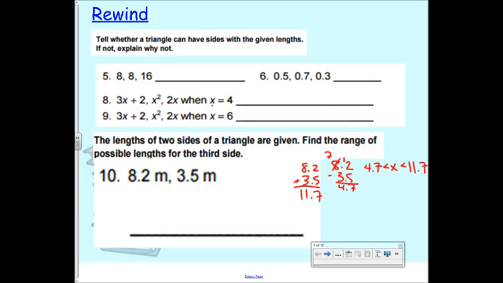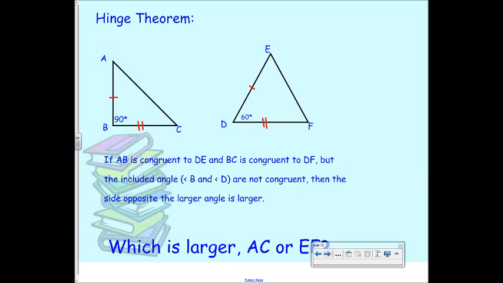All right, so we are going to talk today about something called the Hinge theorem. The Hinge theorem says if you have two triangles that have two congruent legs, so in this triangle, BC is congruent to DF, and BA is congruent to ED, and the angles are not congruent, then the other leg that is opposite the bigger angle is the bigger leg. So in this case, this is a 90-degree angle, and this one is only a 60-degree angle. So which one is bigger, AC or EF? AC is bigger. Why? Because it's across from the 90-degree angle. So you can say that AC is greater than EF.